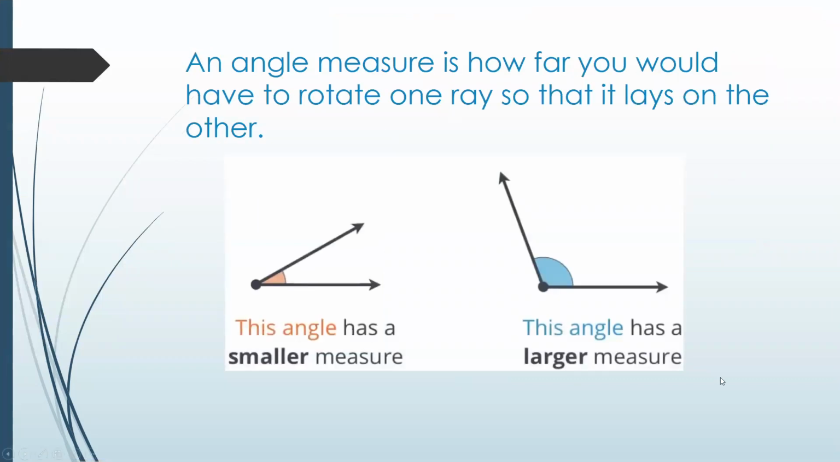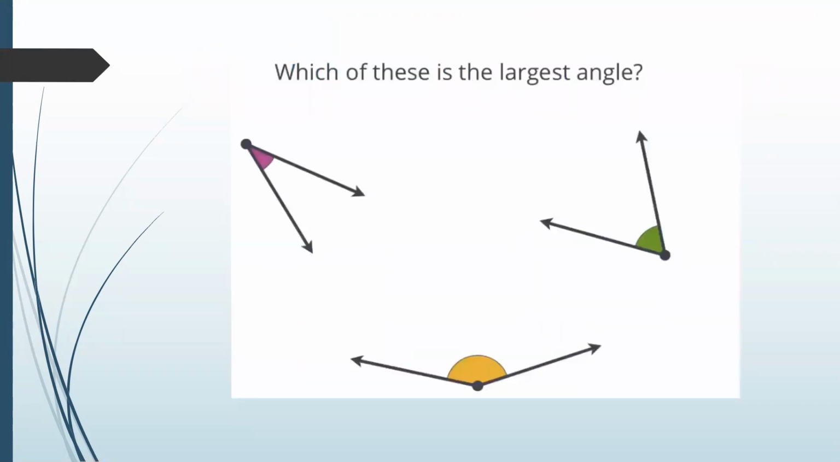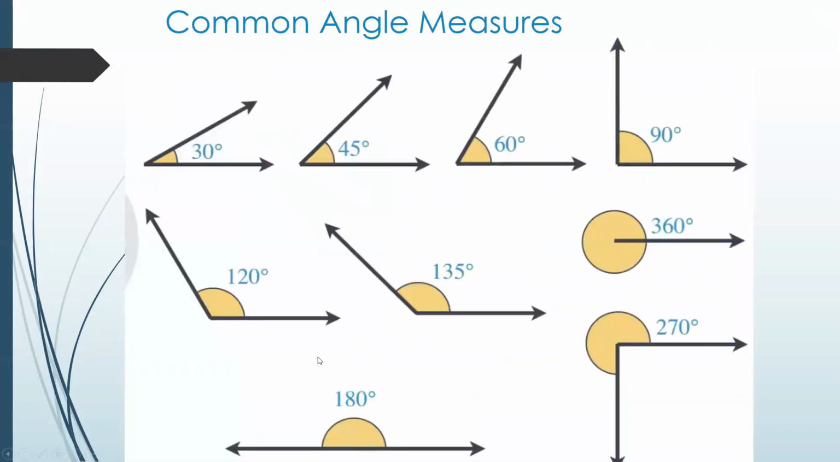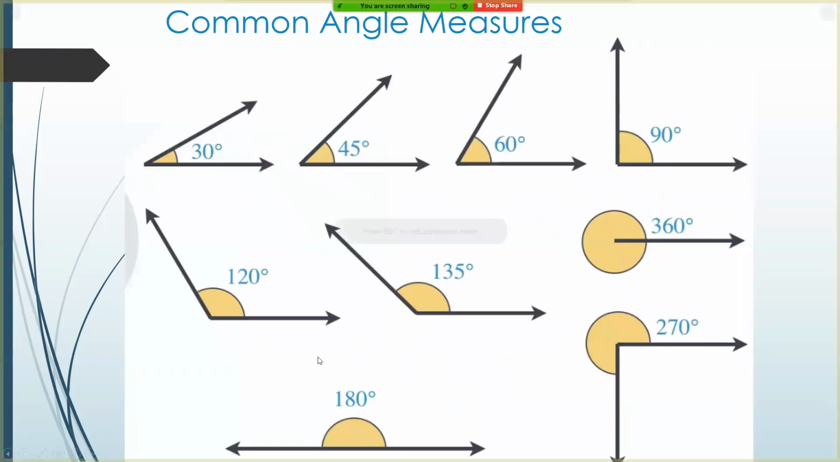An angle measure is how far you would have to rotate one ray so that it lies on top of the other one. So here are 2 angles. This one is smaller than this one because I would have to move one of them a shorter distance. So which one of these do you think is the largest angle? The purple one, the green one, or the yellow one? Yeah. So that bottom middle one is definitely the largest.